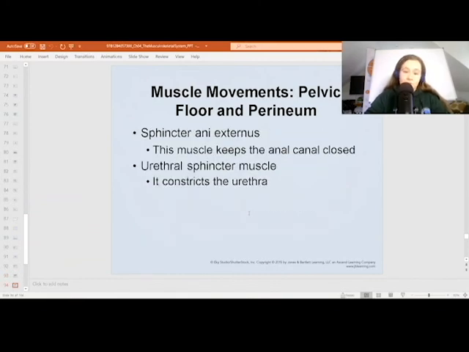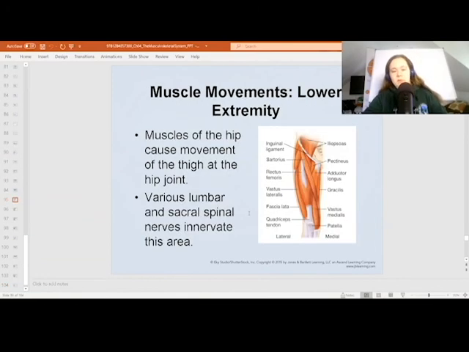Sphincter ani externus, you might want to write that down because you can say that instead of the slang term. This muscle keeps the anal canal closed. Urethral sphincter muscle, it constricts the urethra.